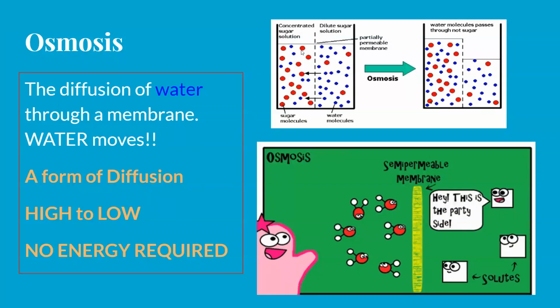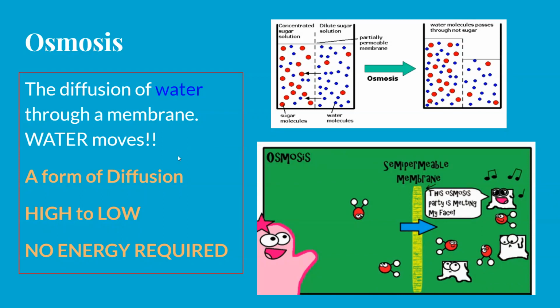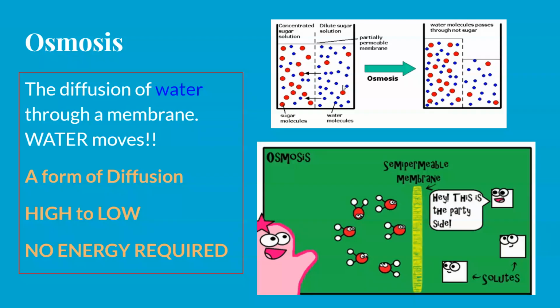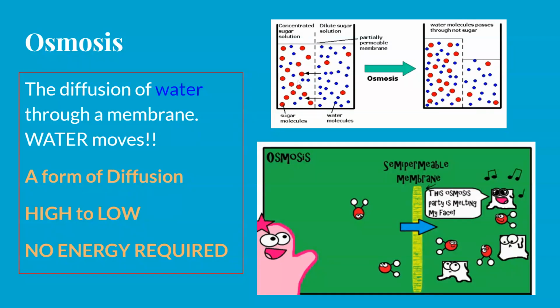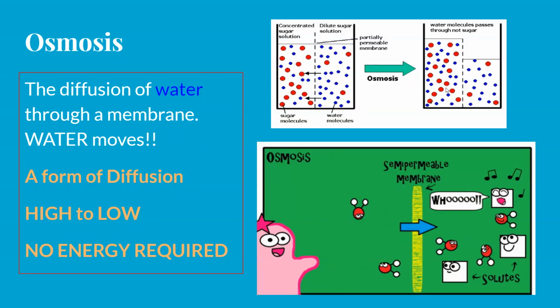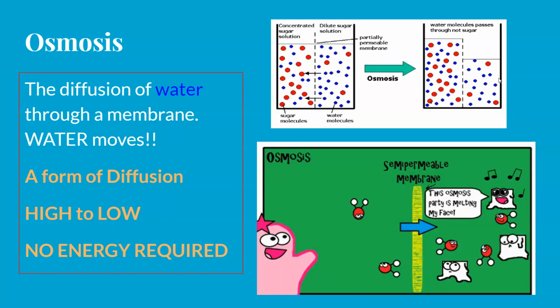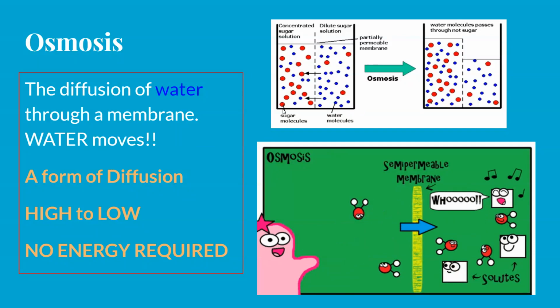So we're still going from high to low. We're still not requiring energy, but by moving the water, we're going to help balance things out. So you can see in this picture here, there's a lot of water on the right and not a lot on the left. So if I move some water from the right to the left, it starts to even out my solution a little bit more. So as more and more water will travel, the solutions will end up being equal in concentration. And so osmosis is when water moves to help equal everything out.